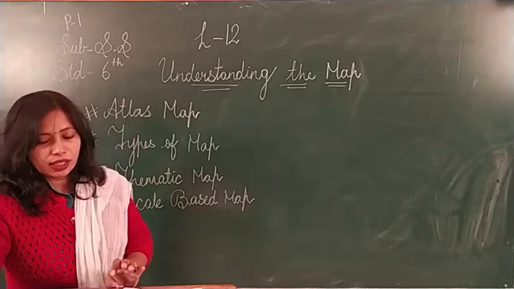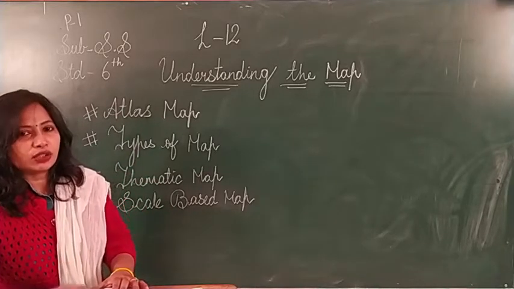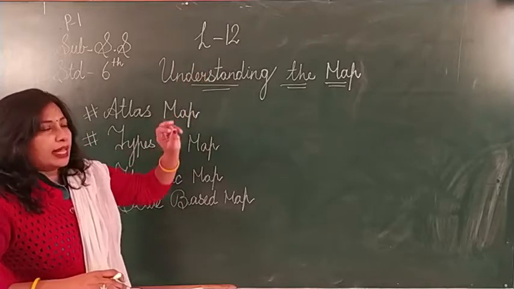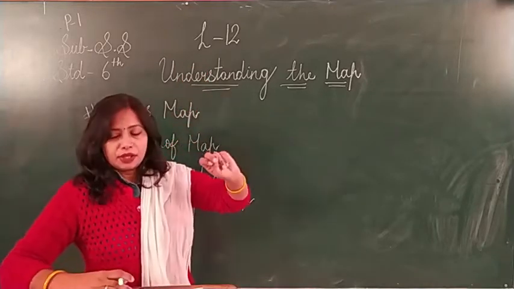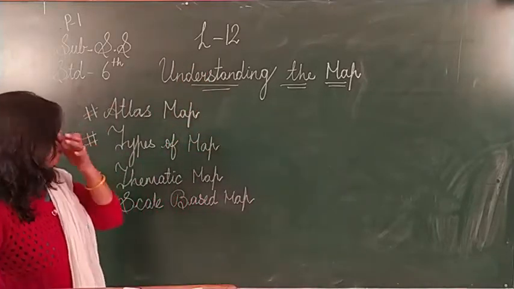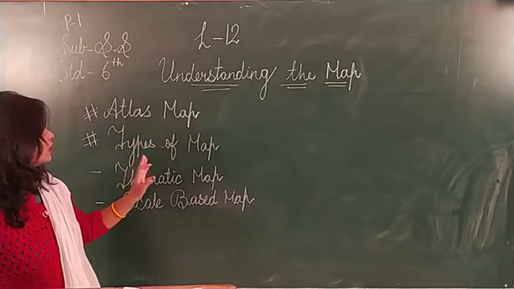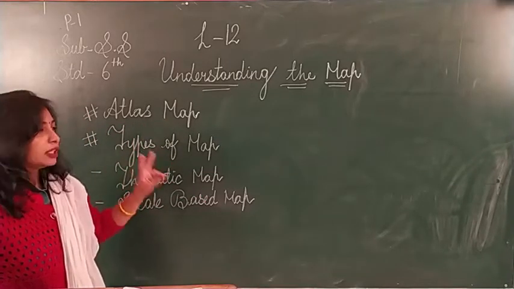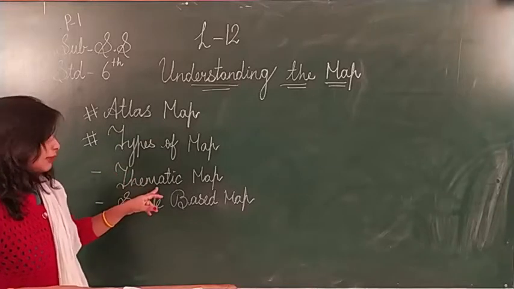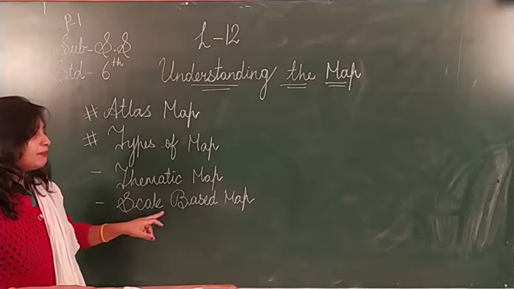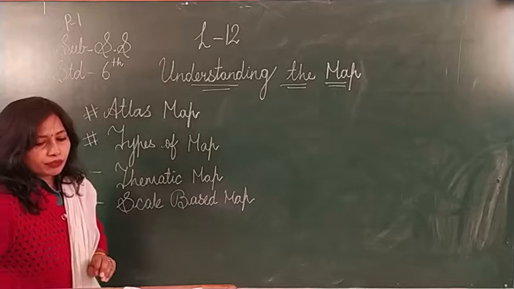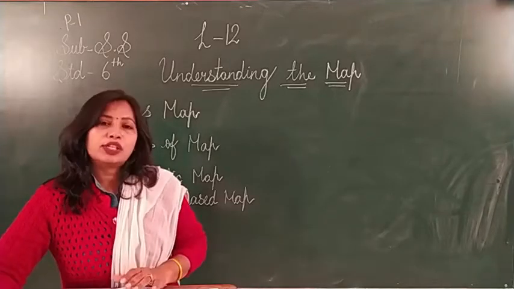Myself Ankita Joshi. Children, today we will start our new chapter, chapter number 12, Understanding the Map. In this lesson we will study about atlas map, then types of map. There are two types of map, thematic map and scale based map. Okay, so now you know why do we use map.